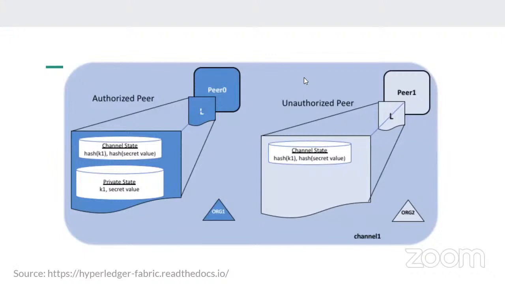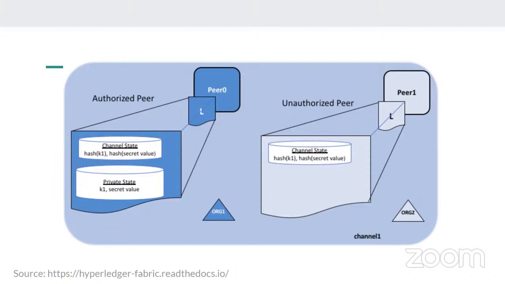Okay. So there is an authorized peer and an unauthorized peer. This diagram will help you understand what I'm talking about. There is a channel state database and there is a private state. The channel state database is visible to all the peers for that channel. There can be authorized and unauthorized peers in the same channel.